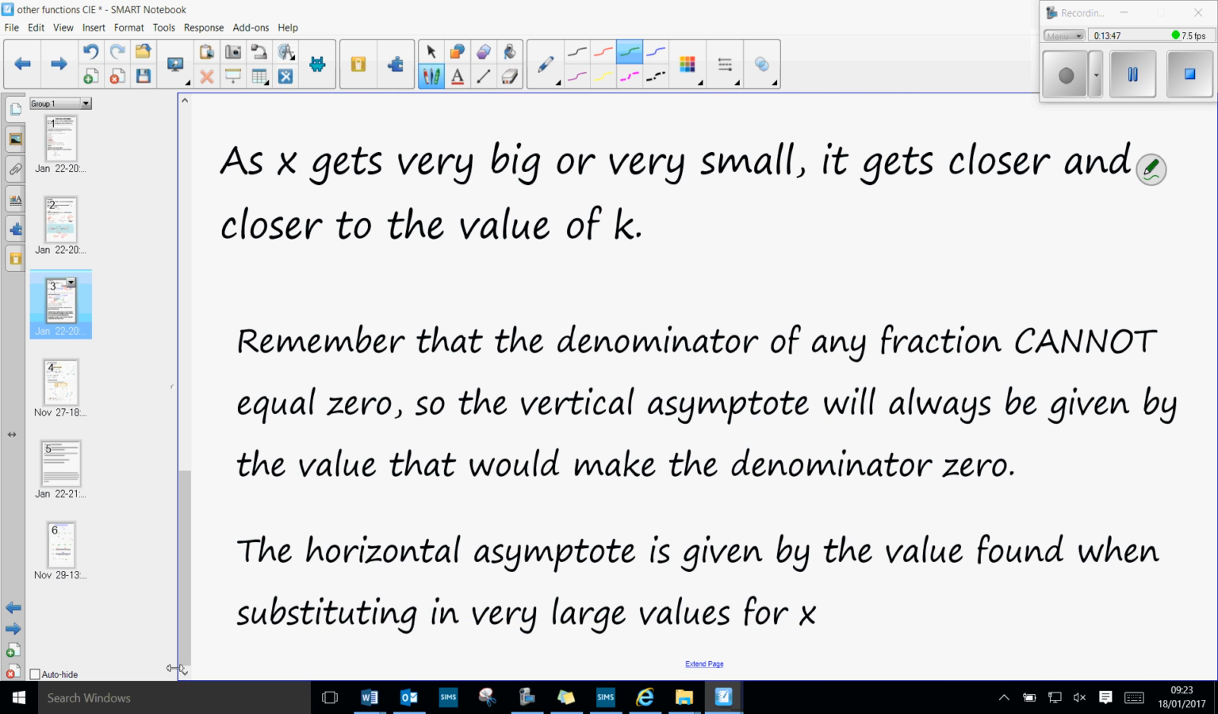Okay, so this is all explaining that. The denominator of a fraction cannot equal 0. Okay, and so the horizontal asymptote is given by the value found when substituting a very large value for x. Okay?